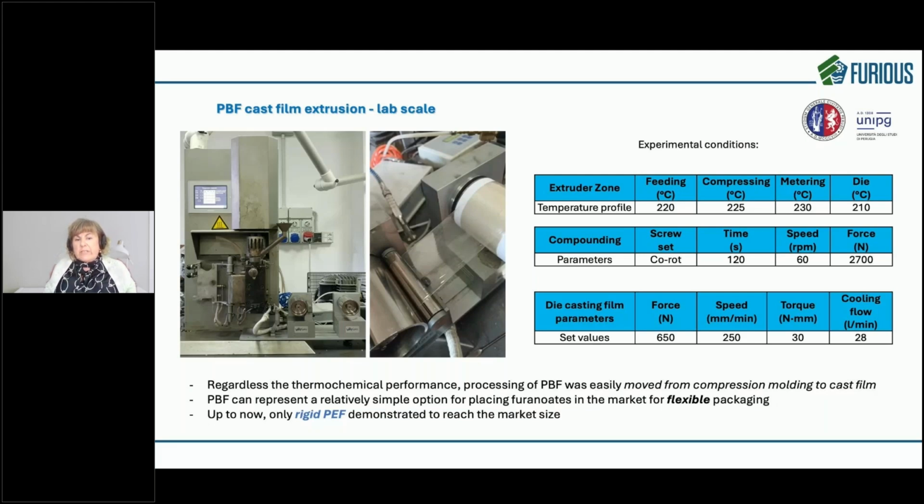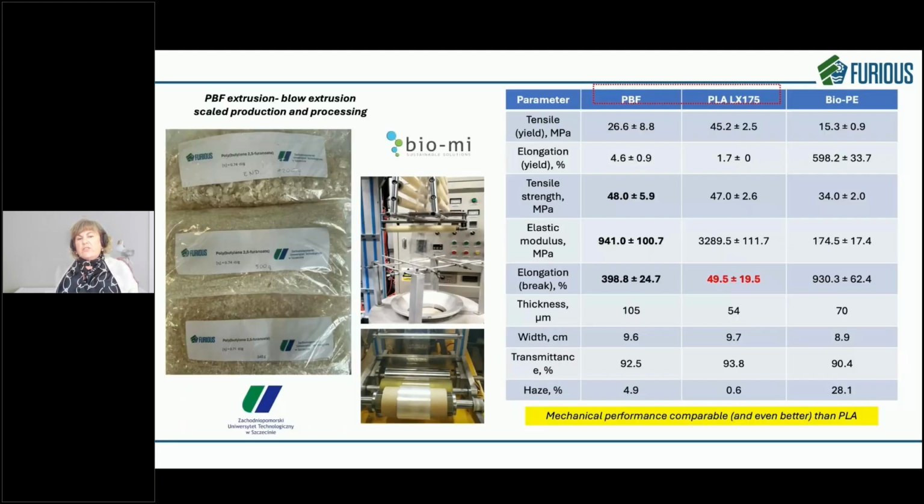And we were able to process our polymers easily, mainly if they have high molecular weight. This activity was carried out by UniPG, by Professor Deborah Puglia's team, and the process conditions are reported in the table. Here, we try to extend the processability of our polymer by blow molding. This activity was in charge of Biomi, one of the companies in the consortium that was involved in the preparation of furan-based polyester for packaging applications.